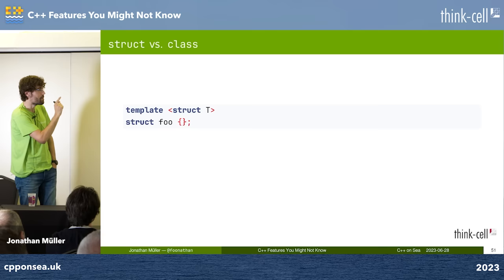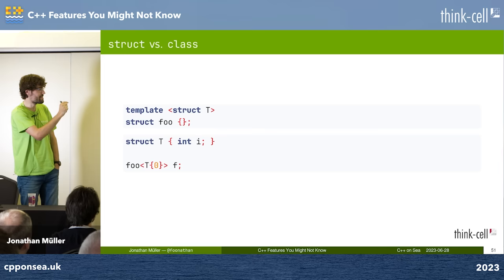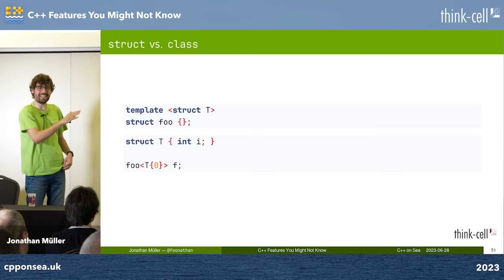Because this is what you need to do. Foo takes a non-type template parameter of type struct T that doesn't have a name. So when you call it, you have to give it an object. So struct T and class T are something completely different.